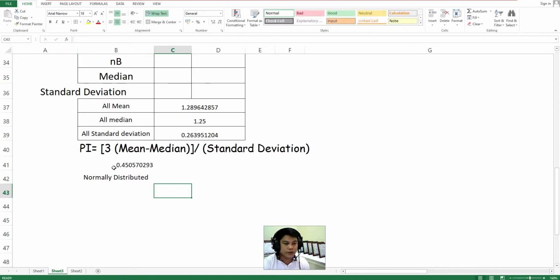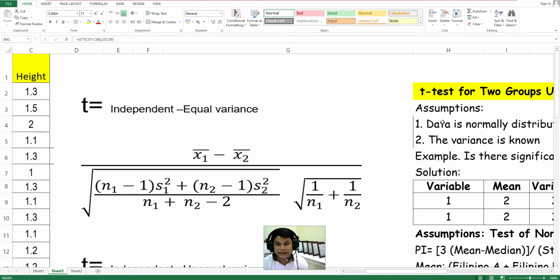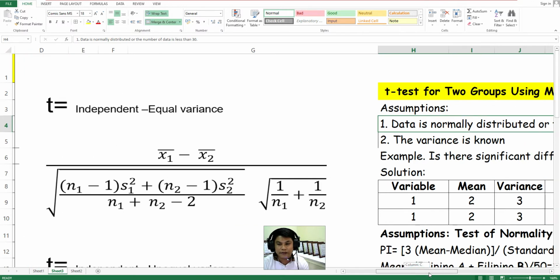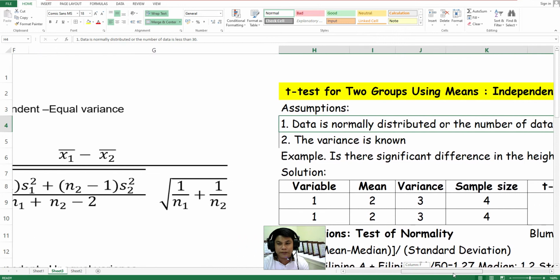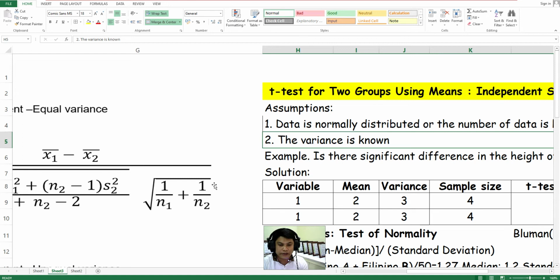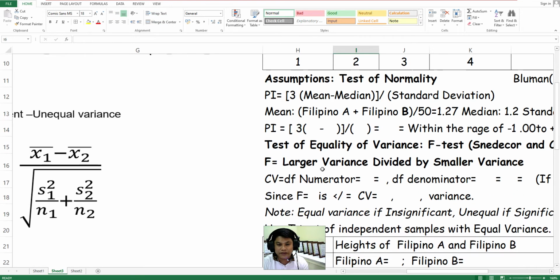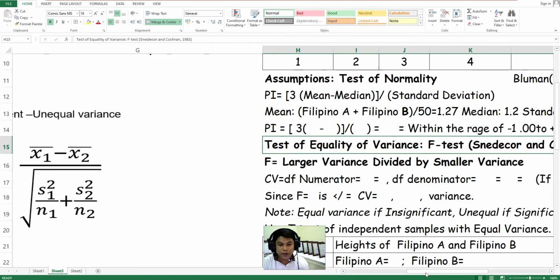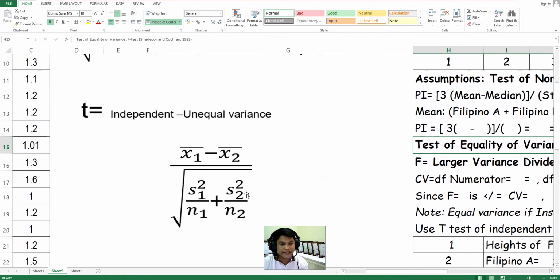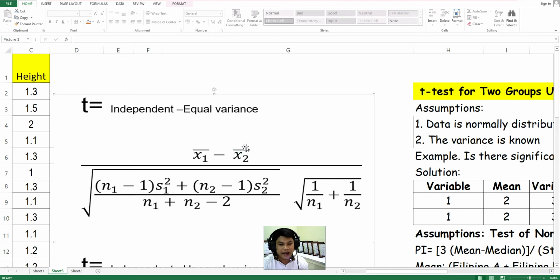Okay, so our assumptions now are met. So let us try to analyze. The data now is normally distributed, or the number of data is less than 30, and the variance is known. So we can also get the variance. Now let us try to solve whether the t-test to be used is the t-test for equal variance or unequal variance. And how do we know?